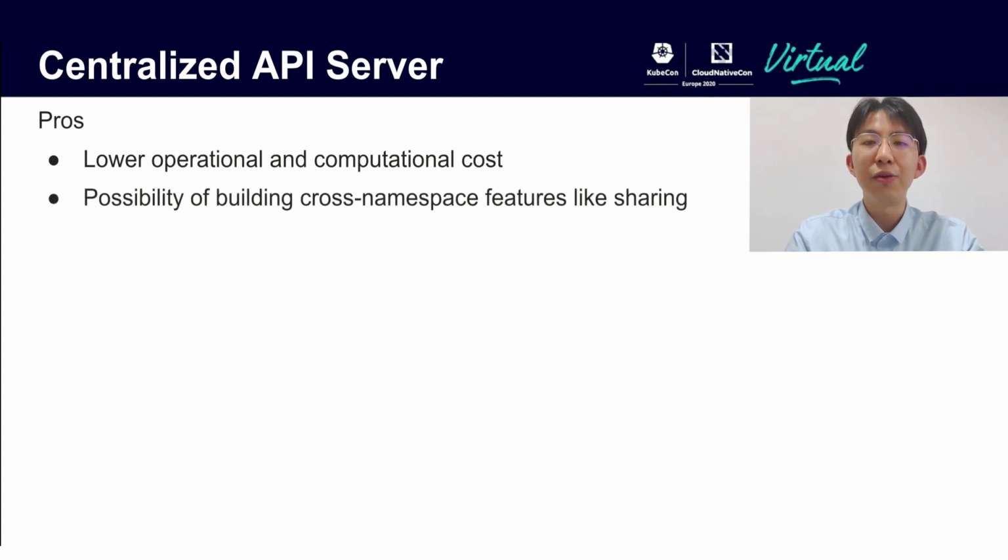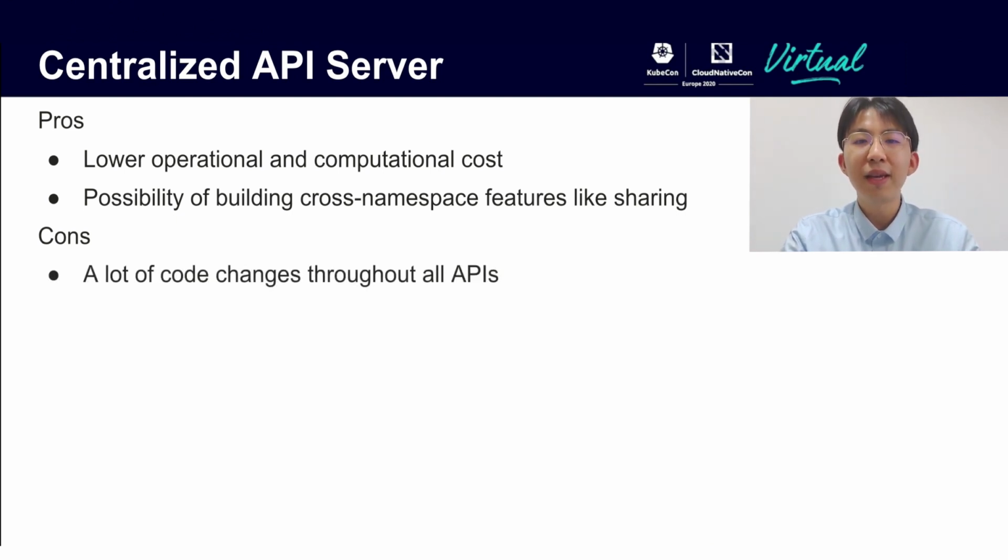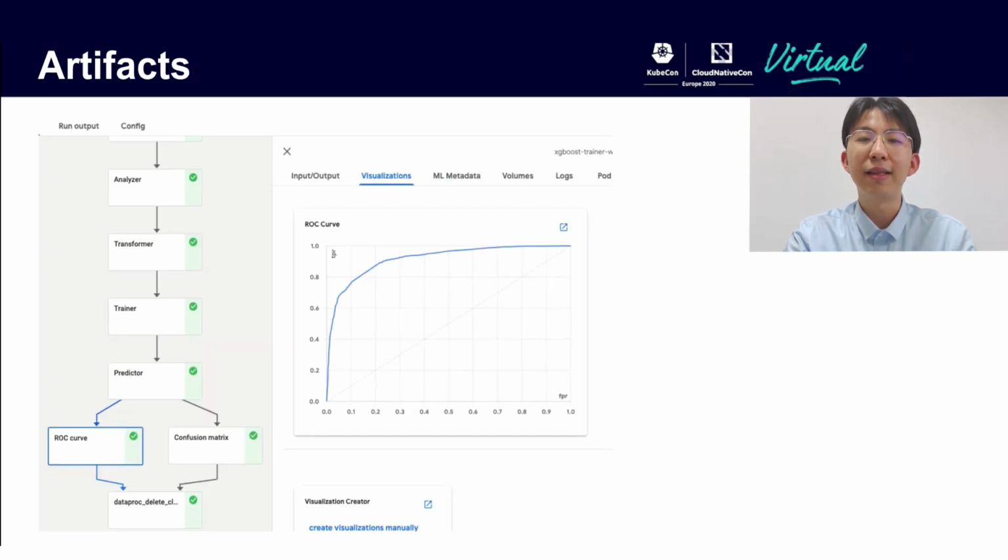Some other reasons include reserving the possibility of building cross-namespace features like sharing. And this comes with a cost, but it's a cost only for us. We did a lot of code changes through all APIs, made the namespace parameter a primitive concept, and added authorizations in place.